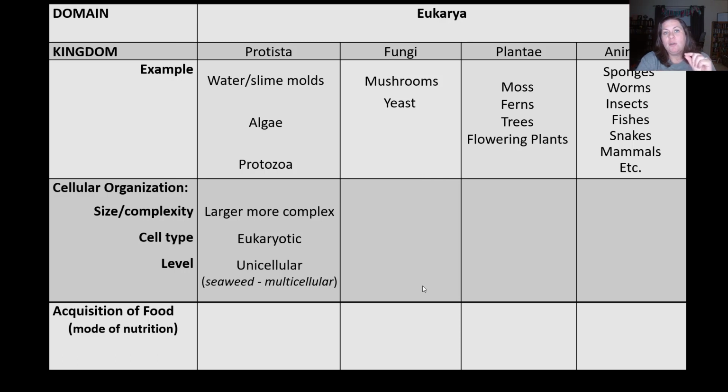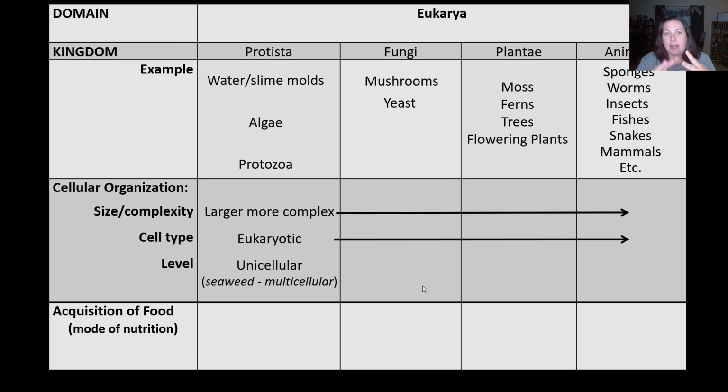Now, if we're looking at the group Protista, those are mostly unicellular. There is an exception though. Seaweed is not a plant. It's a protist in Protista, and it is multicellular. Now, if we look at the rest of these groups, fungi, plantae, and animalia, they are larger and more complex, just like Protista is. They are also eukaryotic. Okay, so there's not any difference there.